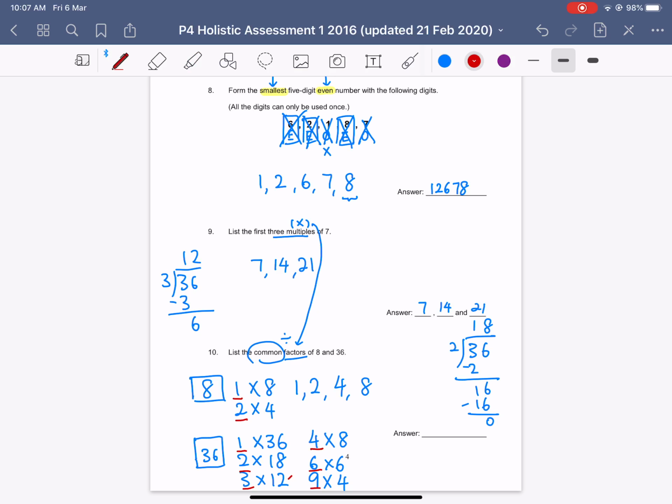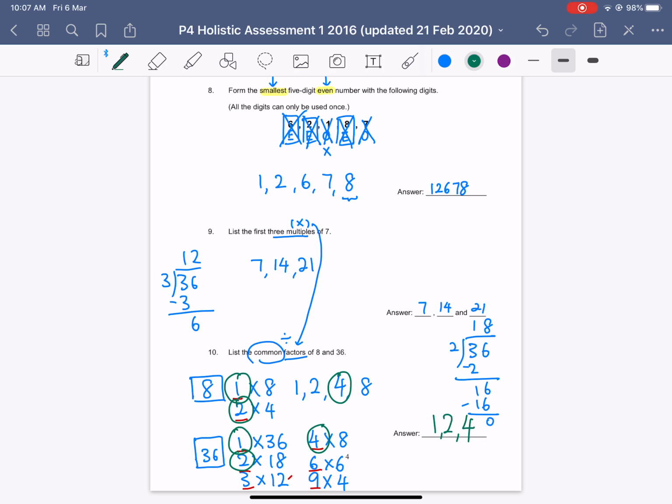So when we talk about common factors, we are looking at factors that appeared in both of the numbers. So let's take a look at what are the numbers that repeat. Okay. We have got 1. 1 is always a factor of anything. We have got 2 also. And lastly, we have got 4. So the answer is 1, 2, and 4.